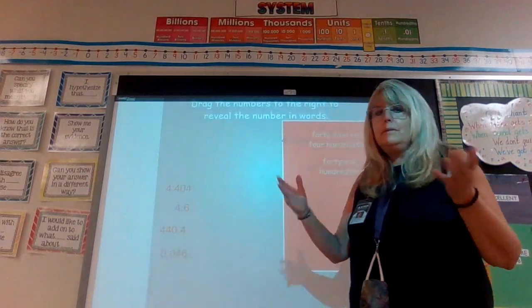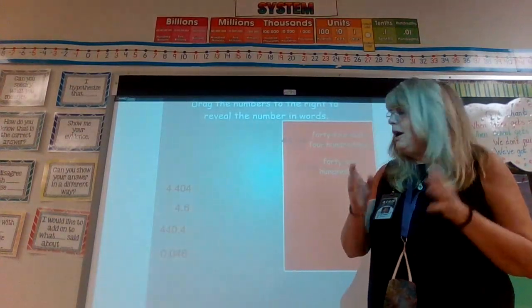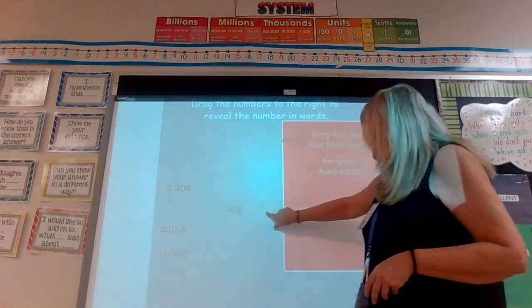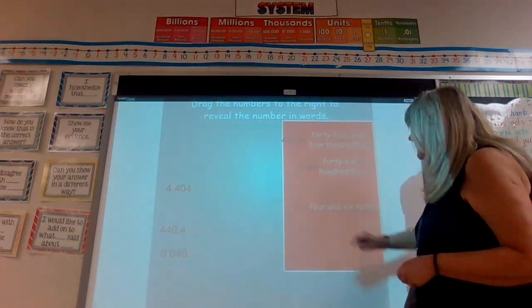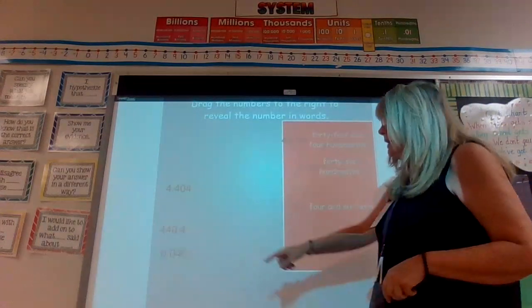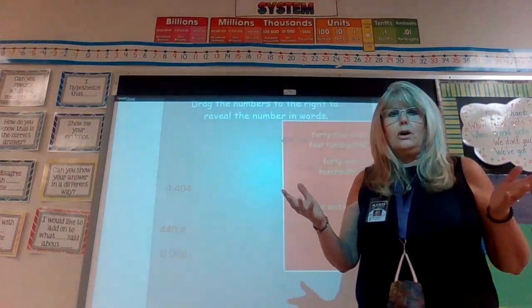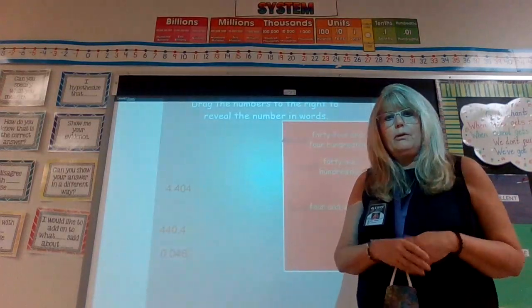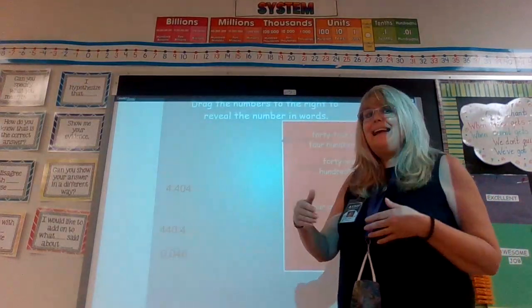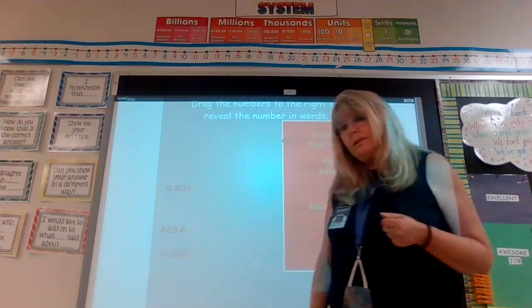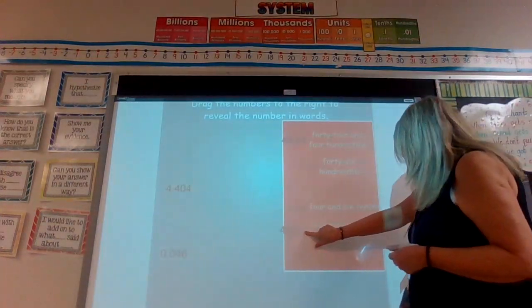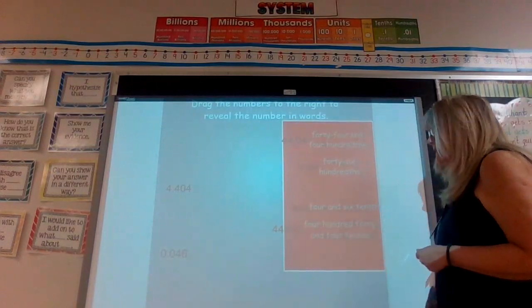Let's look at this one. Pretty easy. 4 and that 6 is in the tenths place. So you should say 4 and 6 tenths. Let's look at the next one. It's a little larger whole number. 440, that's the whole number, 440. And that 4 is in the tenths place, 440 and 4 tenths.